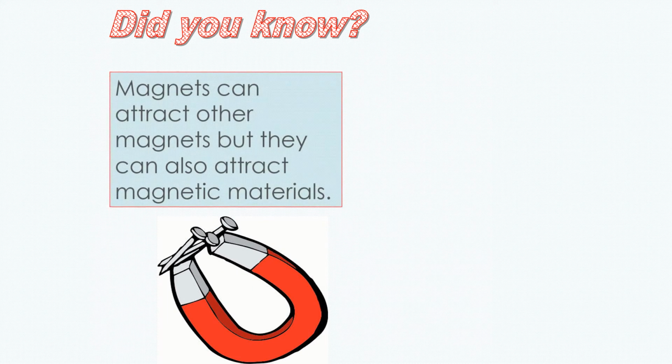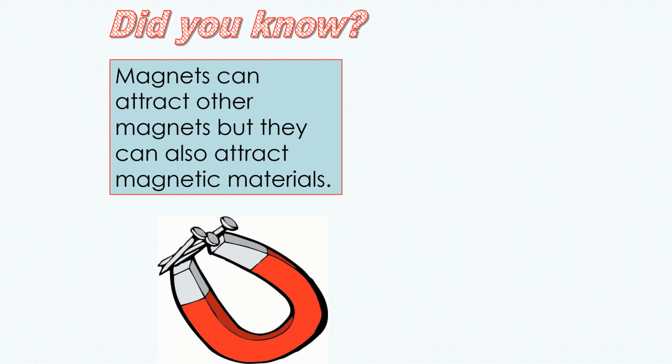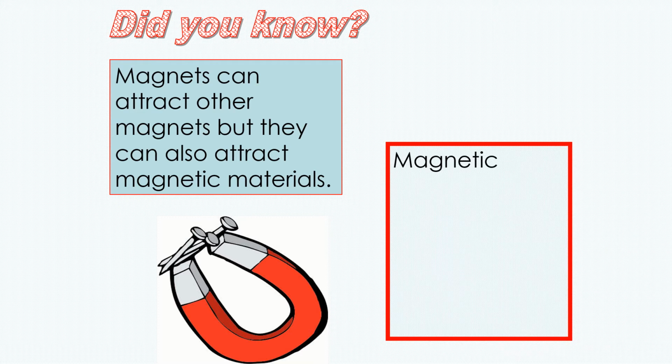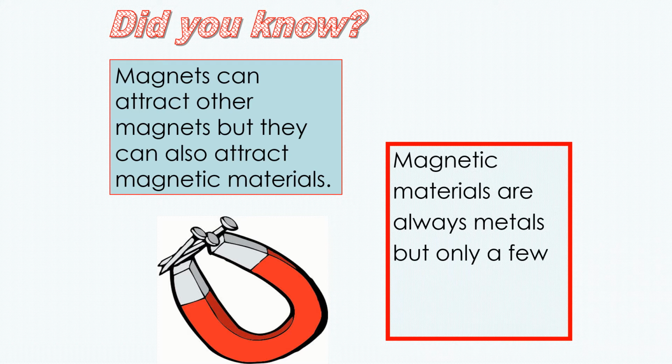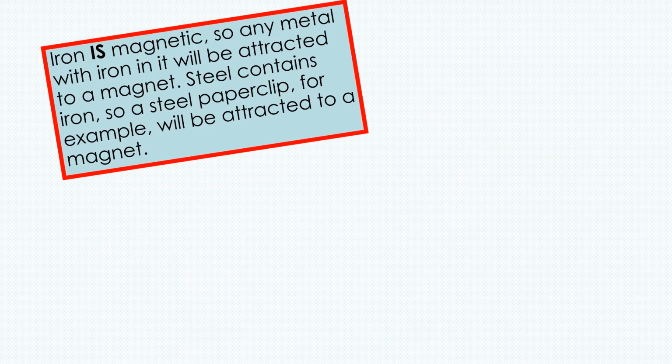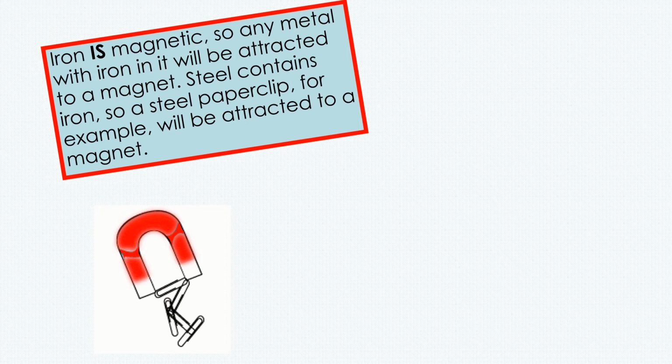Did you know that magnets can attract other magnets, but they can also attract magnetic materials? Magnetic materials are always metals, but only a few metals are magnetic. It is not necessary that a magnet attracts everything. There are very selective metals which magnets attract. Iron is magnetic. So any metal with iron in it will be attracted to a magnet. Steel contains iron, so a steel paperclip, for example, will be attracted to a magnet.